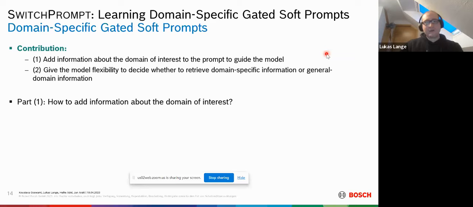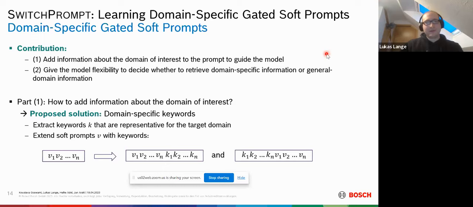The domain information that we gather here is based on domain-specific keywords. So for our target domain, we have some documents, might be from the training data or some unlabeled data. Doesn't matter if there are labels or not, because we can then extract keywords that are representative for this domain or also for this task. And we can do this unsupervised. Then we just take the keywords that we extracted and extend the soft prompts that we have anyway with these keywords. So what we had before is this soft prompt vector, v1 up to vn, and we add our keywords either as a suffix or as a prefix. Both have some advantages and disadvantages, but again, we let the model decide what it wants to use and when it wants to use it.